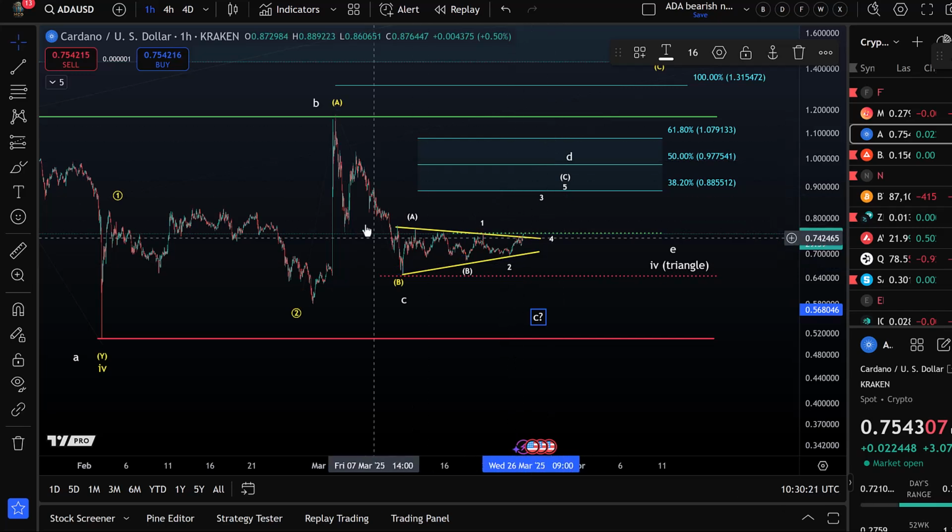It just takes a bit of time here to move higher. But maybe it's getting started. I see early signals. So that's the update about ADA.